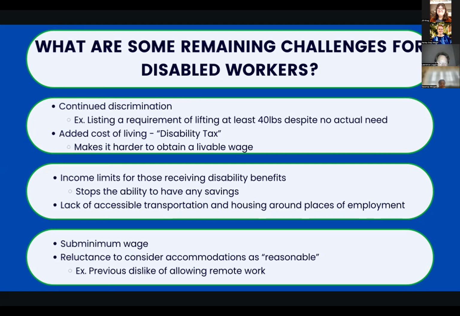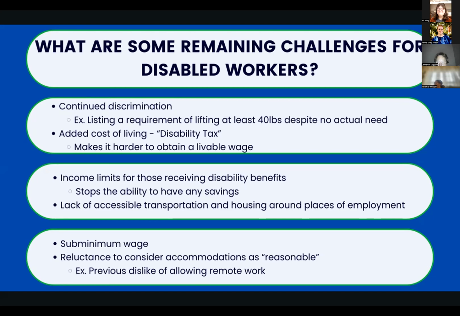And we also have a continued barrier, which is the added cost of living. Something that you'll hear is the quote unquote disability tax. So something I had recently was I had to buy myself prescription sunglasses to help my eye strain from my vision impairment. That's not something I would have needed to buy if I wasn't disabled. So those sorts of purchases that you need to buy to accommodate your disability add up, which makes it harder to obtain a livable wage.